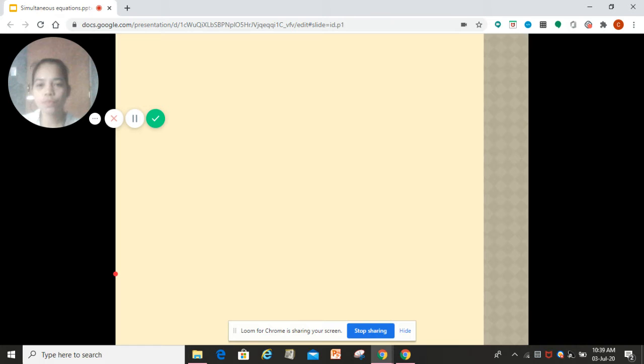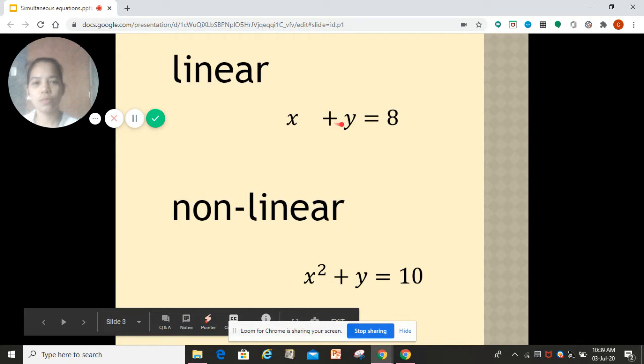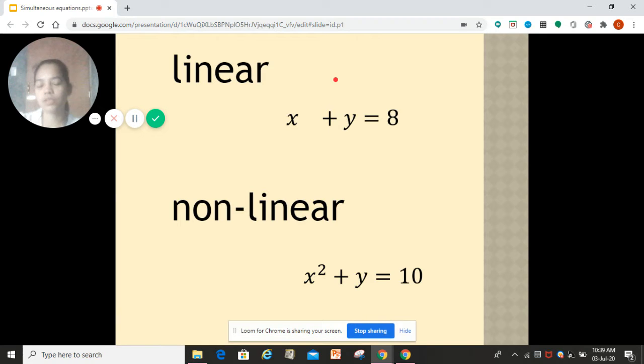All right, so suppose you're given x plus y equals 8 and the other one is x squared plus y equals 10. We can identify that x plus y equals 8 is a linear equation, and x squared plus y equals 10 is a nonlinear equation. So we have to think of how come it's nonlinear.